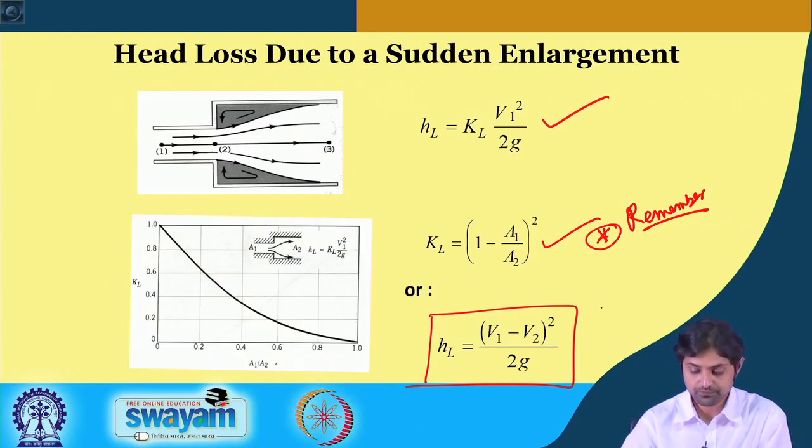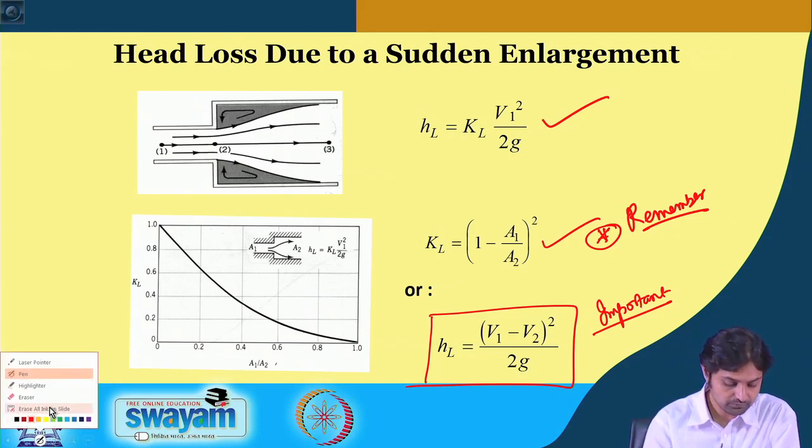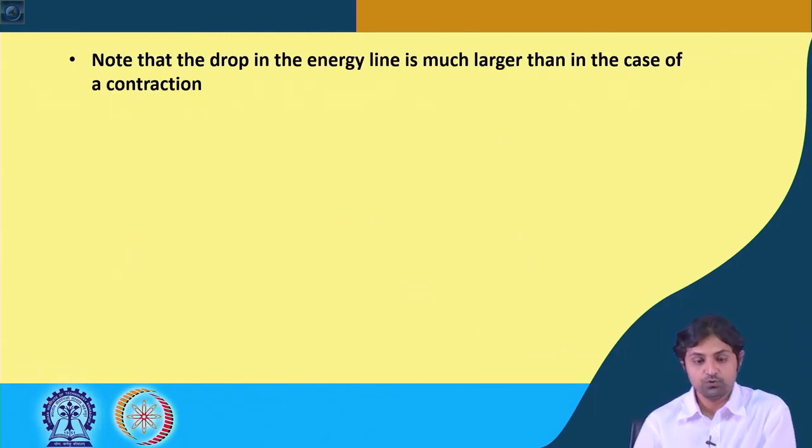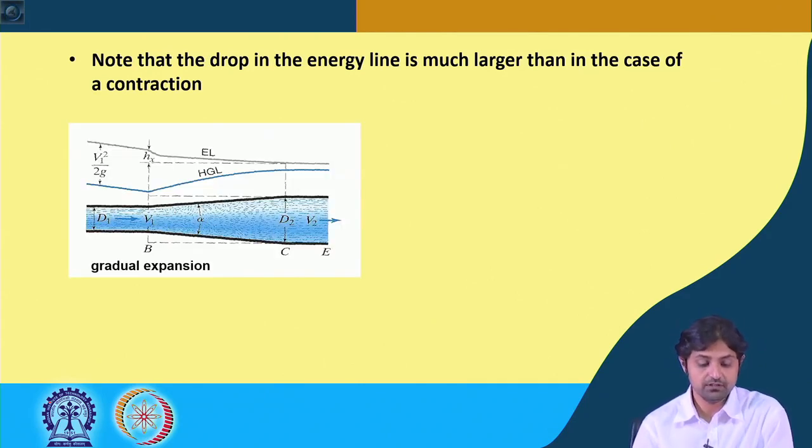This is also important. Now, you note that the drop in energy line is much larger than in case of the contraction. Of course, because in most cases, in sudden contraction the KL was 0.5, whereas in sudden expansion, KL is a full 1. So, the whole energy is going to be lost, and the drop in the energy line would be very rapid.